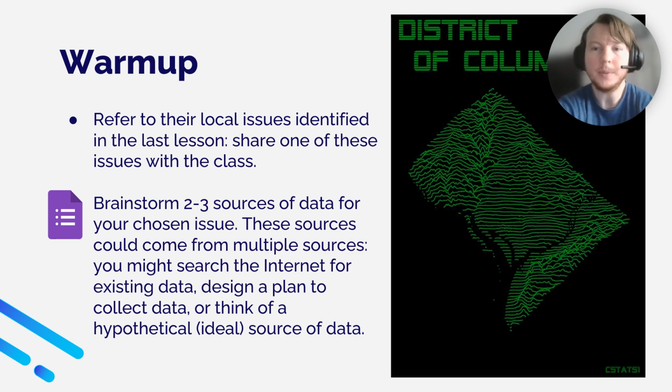First, we've got a warm-up. This is going to build on an activity that we did towards the end of last lesson where students identified a local issue that they might want to look into. What we're going to have students do now is brainstorm 2 to 3 sources of data for that chosen issue. These could come from multiple sources. So students might look on the internet for sources of data, they might design a plan to collect data, or they might just think of a hypothetical source of data that would be useful in this case.